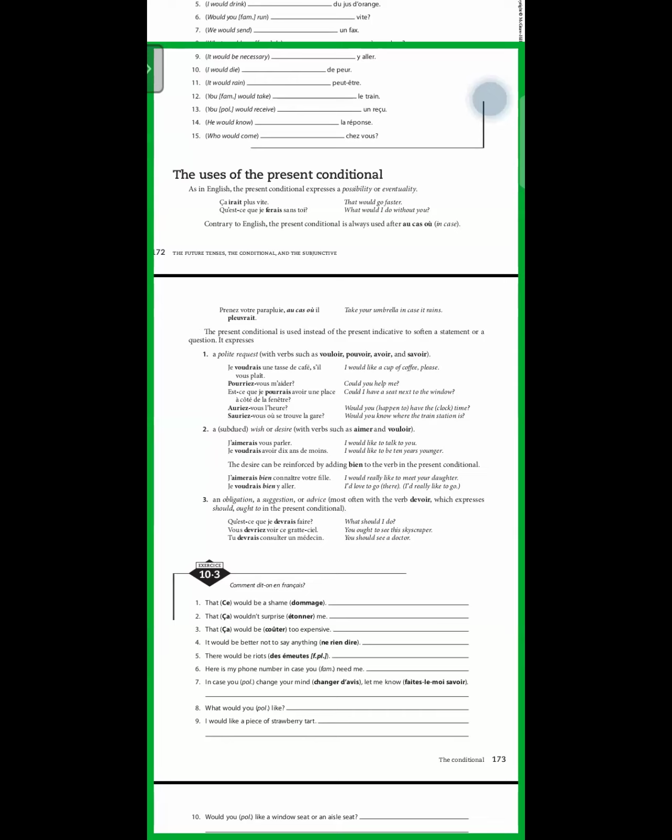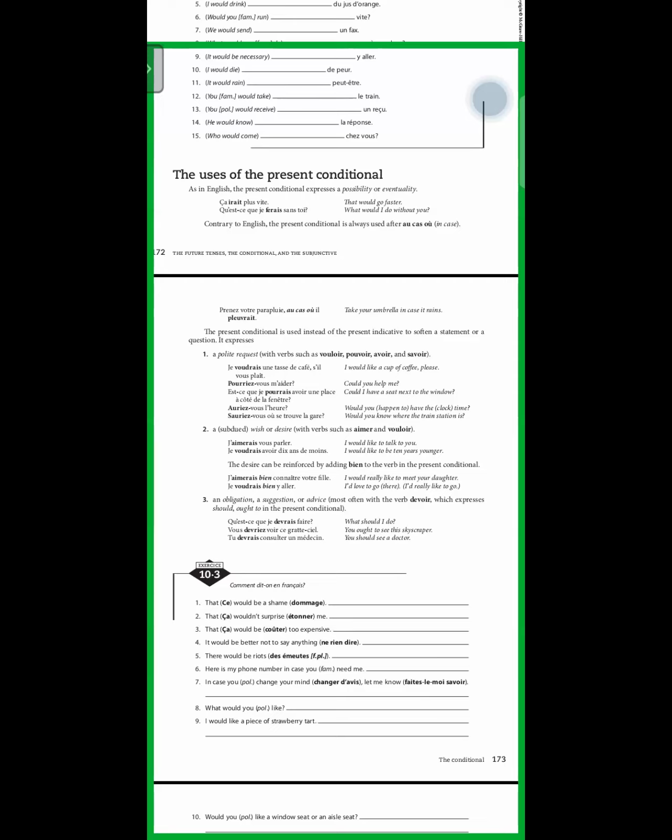So this one we are also expressing desire, but seeing polite request by expressing desire. Are you seeing the aimer and vouloir now used interchangeably? I would like, I would like. Expressing wish or desire. Polite request: voudrais, aimer, pouvoir. Look at the usage.